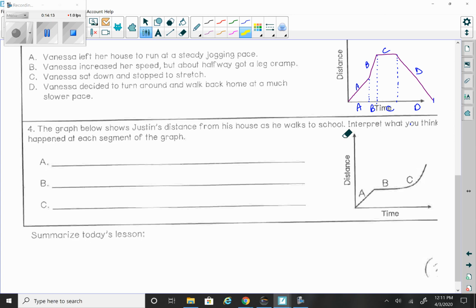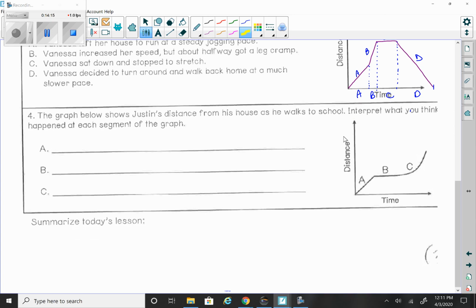Number 4, the graph below shows Justin's distance from his house as he walks to school. Interpret what you think happened in each segment of the graph. So what do we think happened? And this is where you get to be a little bit creative in your description, but you have to look at the graph to figure this out. We can see that Justin left his house. Again, he's walking to school, right? And it's going up at a straight line. So for part A, I would say Justin left his home.